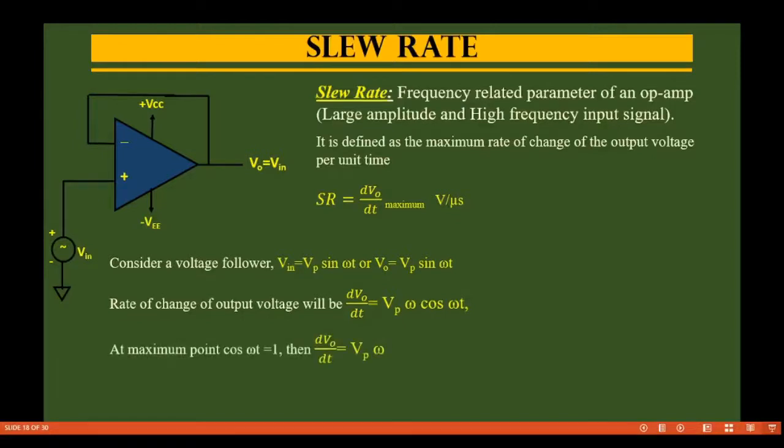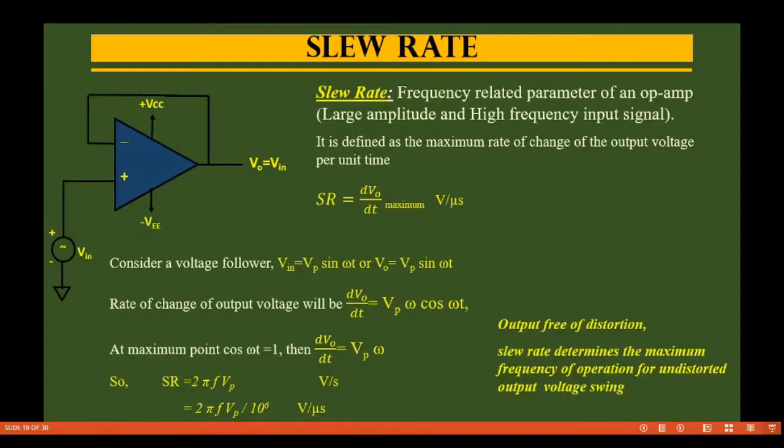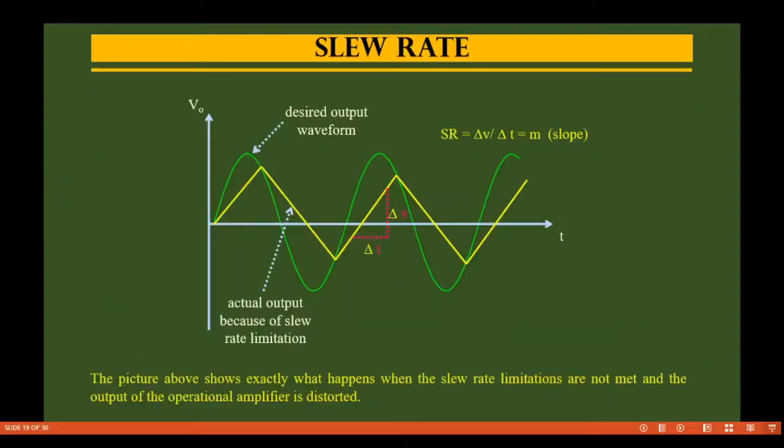So at the maximum point, this expression has its maximum value when cos omega t equals 1. Right, so dVo upon dt equals Vp omega. Now omega can be expressed as 2 pi f. So slew rate equals 2 pi f times Vp. And for expressing it in microseconds, we will divide it by 10 to the power 6. This is the expression for calculating undistorted output voltage swings.